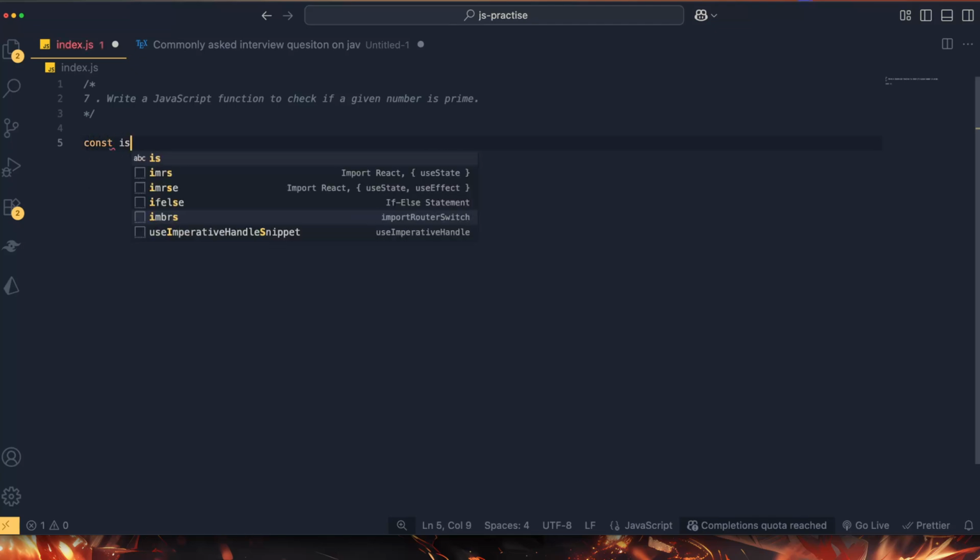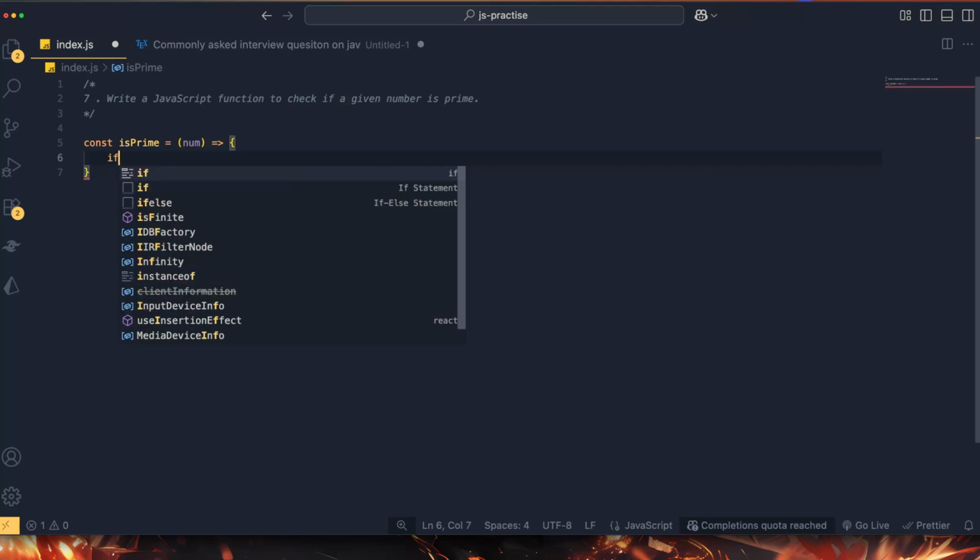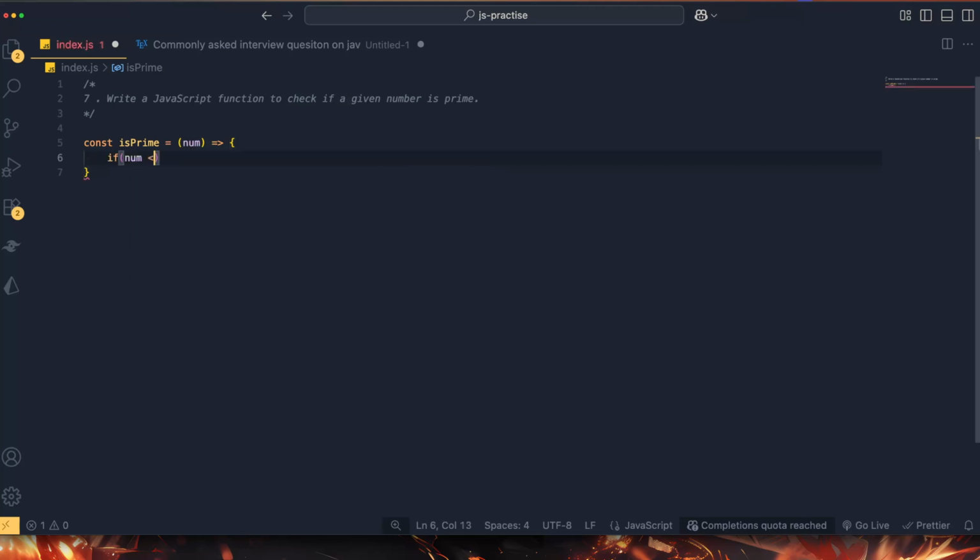Okay, so we can write a simple logic over here. const isPrime equals an arrow function. That function is going to take the number as the input. If that number is less than or equal to 1, then I just have to return false. Any number which is less than or equal to 1 is not a prime number, so we are going to return a boolean value.